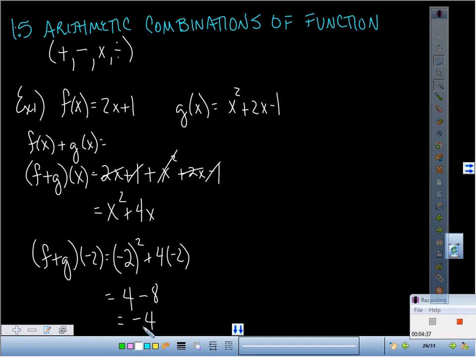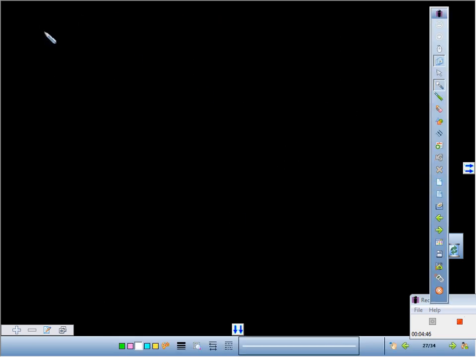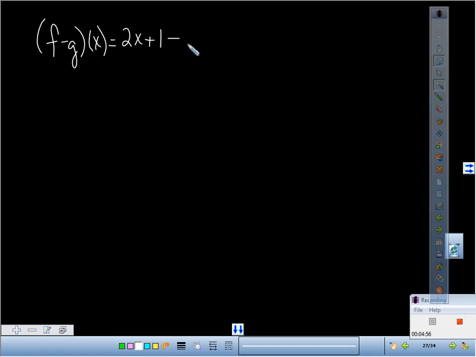Let's do f minus g. Okay, let's do f minus g of x. That sounds like a good idea. So f minus g of x. So f of x was 2x plus 1 minus. Now, is there anything important here? Change the sign. Okay, so we're going to put parentheses around it because I want to subtract the whole thing. All right? So, what was it? Come on. X squared plus 2x minus 1.